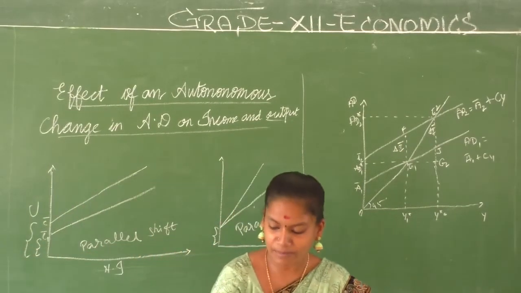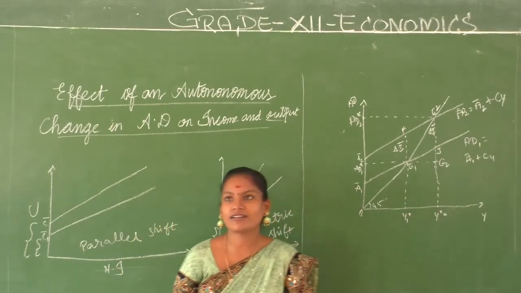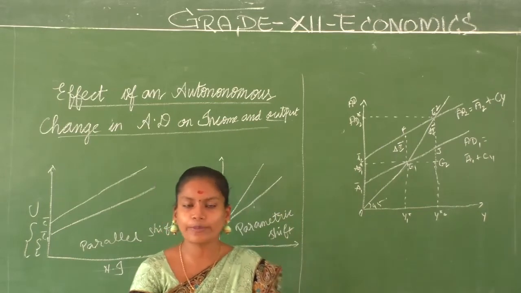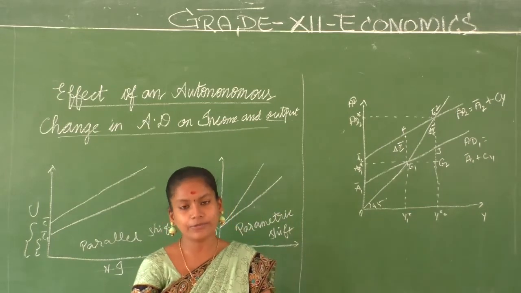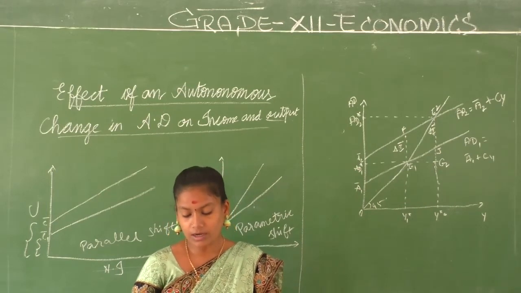Students, very happy to meet you all again in grade 12 economics. In the previous class we discussed various things about equilibrium, right? Equilibrium price, equilibrium determination of equilibrium income and output.